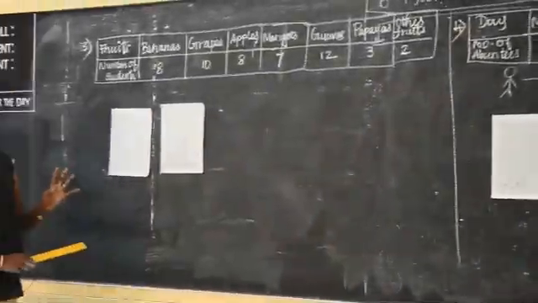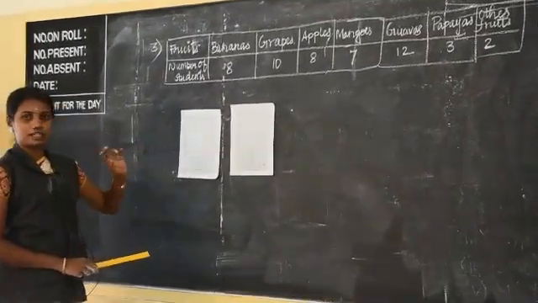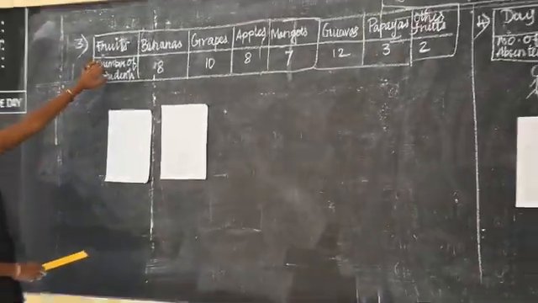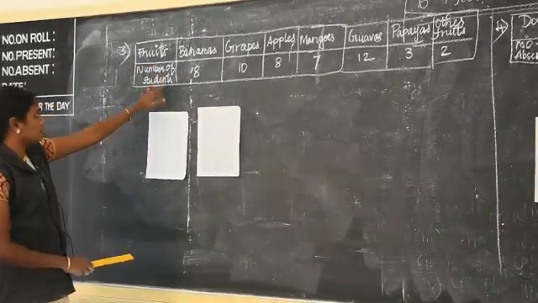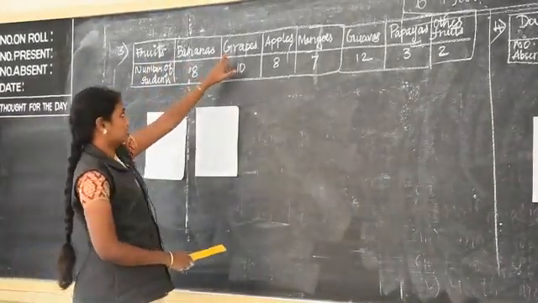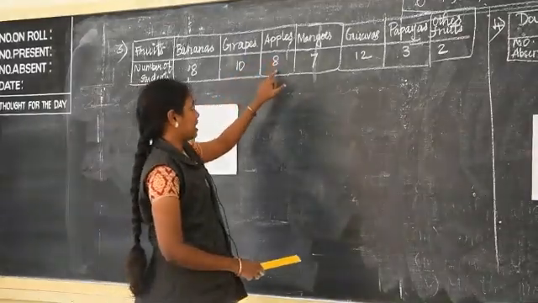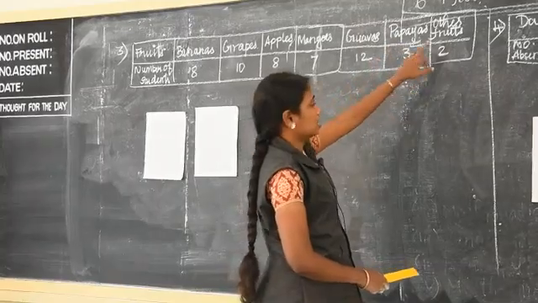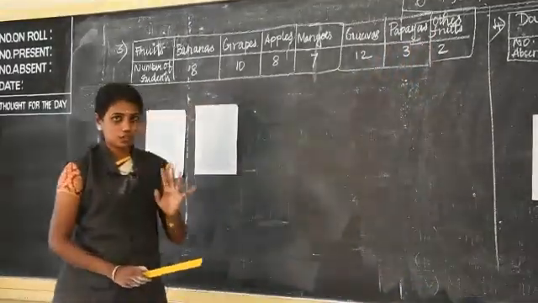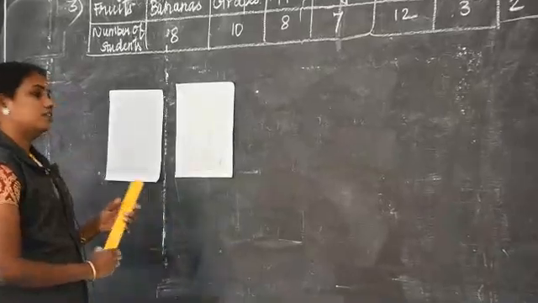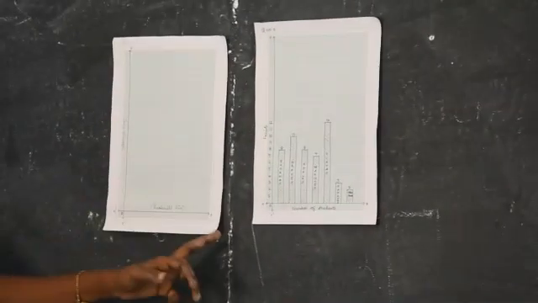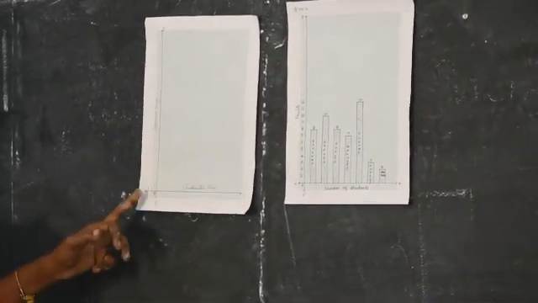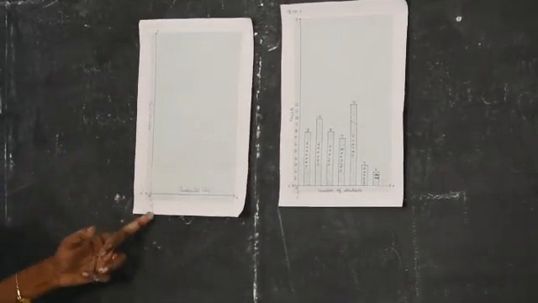Question number 3 now we are going to see. Question number 3 also, draw a bar graph. Listen to me. Fruits are given, number of students. Fruits: bananas 8, grapes 10, apples 8, mangoes 7, guavas 12, papayas 3, other fruits 2. We are going to draw the bar graph. Draw the x-axis and y-axis. The x-axis is called the horizontal line, and the y-axis the vertical line. Give the names X, O, X dash, Y, O, Y dash.